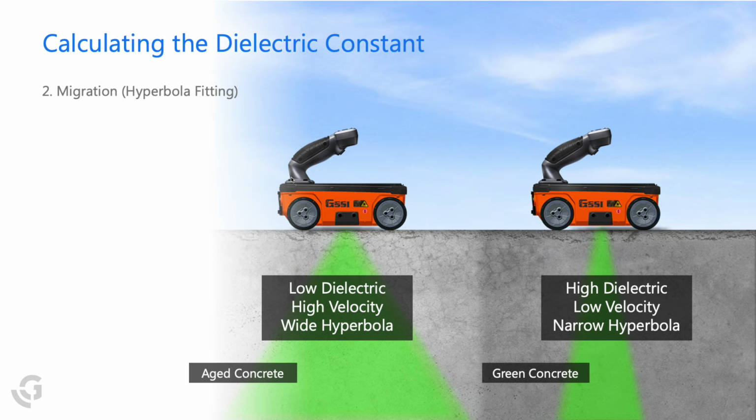The next method for calibrating the dielectric is what we call migration, or hyperbola fitting. This is based on the theory that if we have dry concrete with a low dielectric, the energy moves very quickly. This will produce a much wider hyperbola. With wet concrete or green concrete with a high dielectric and a low velocity, the GPR will produce a more narrow hyperbola. Based on this theory, we can analyze the width of the hyperbolas to figure out our dielectric.